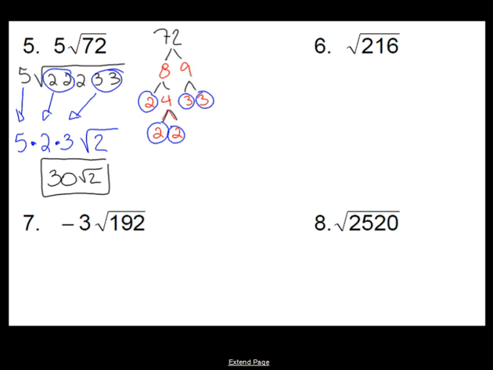For number 6, we have 216. I split it apart. I know I can take 2 out of it. This will be 2 times 108. This is a prime number. 108 can be divided up. It can be 3 times 36. 3 is a prime number. 36 can be 6 times 6. These are prime numbers. Oh, wait a minute, 6 isn't a prime number.